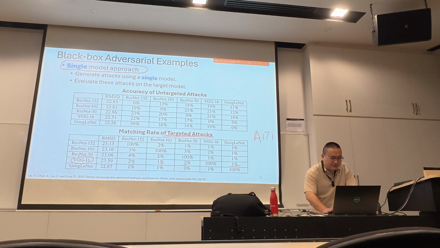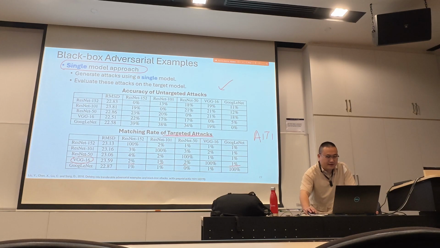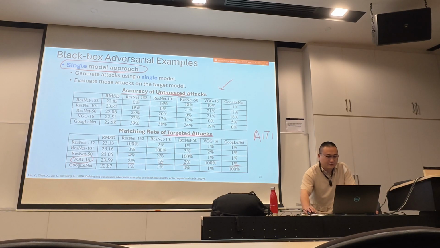Oh, okay. By the way, in this table I made a mistake. For the anti-targeted attacks, this is actually the accuracy. So it means that the single model approach is actually effective for anti-targeted attacks. We can reduce the accuracy to, for example, 19%. So we can significantly reduce the accuracy to a low value. But still for targeted attacks, it's not effective. We can only have like 1% success rate for targeted attacks.